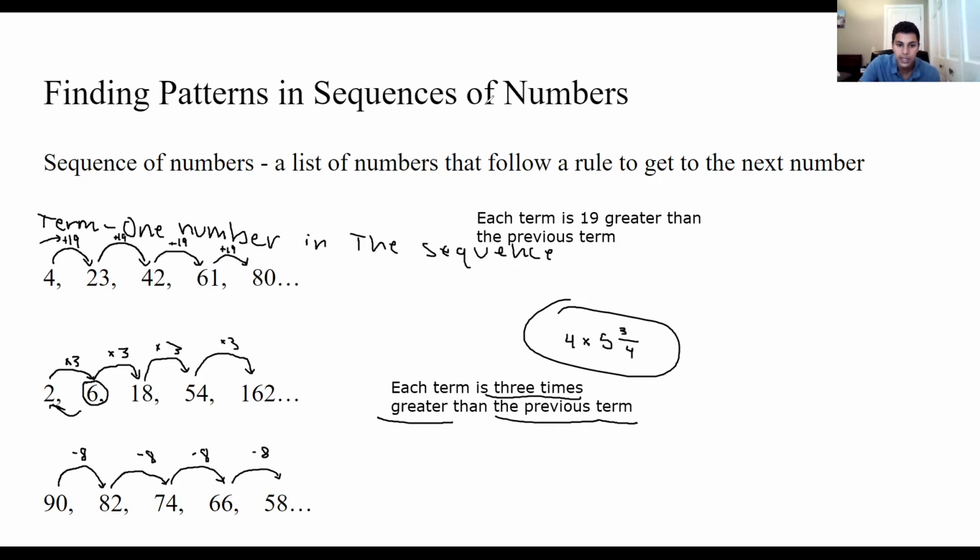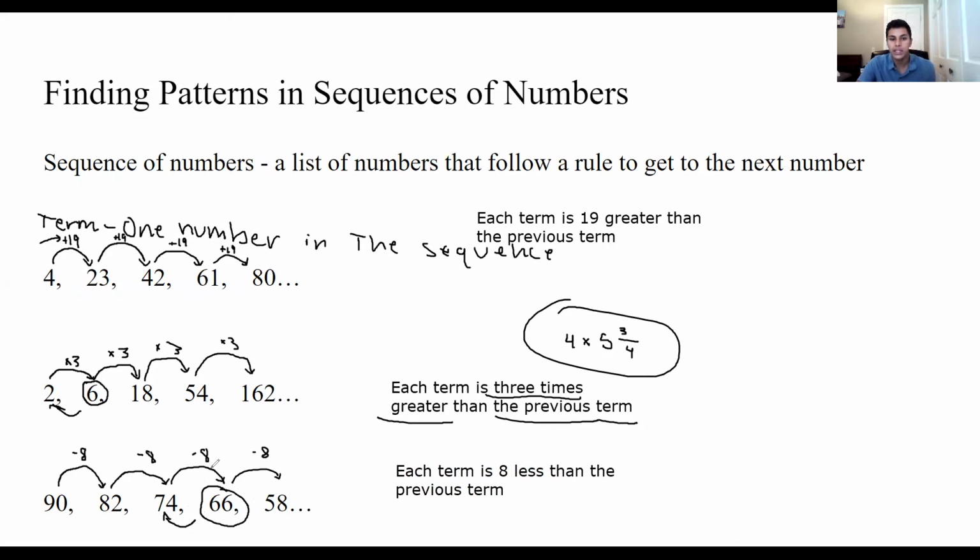So to interpret this last sequence, we can say that each term is 8 less than the previous term, because we're subtracting. And if we were to test that with some terms, so for example, 66 is 8 less than the previous term, which is 74, because to get from 74 to 66, we subtracted 8, and that's how we got there.